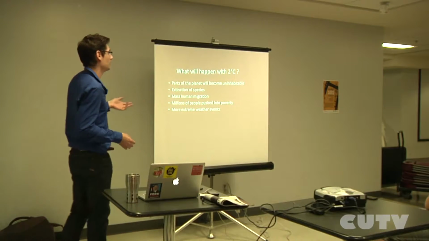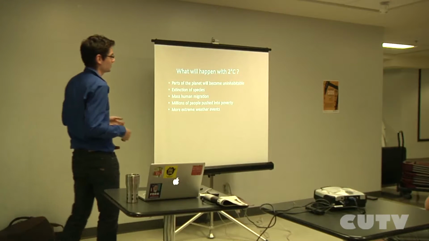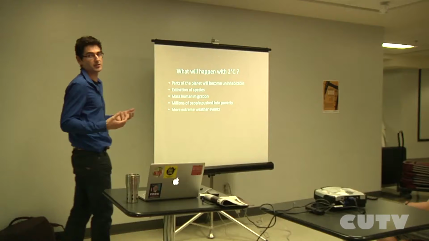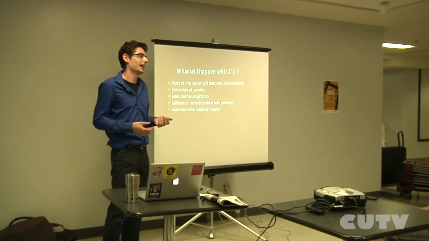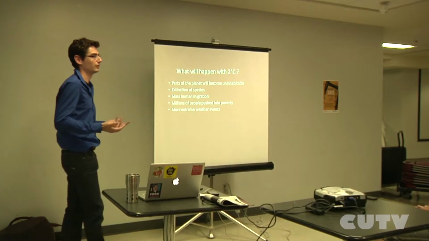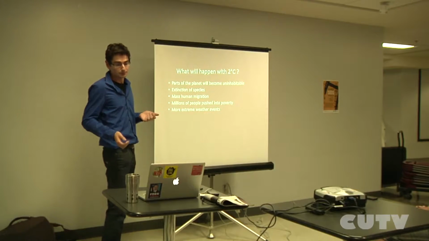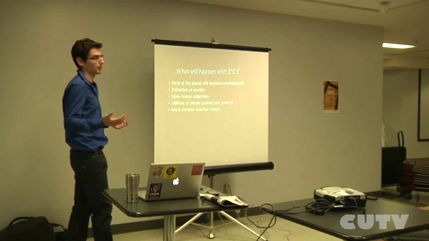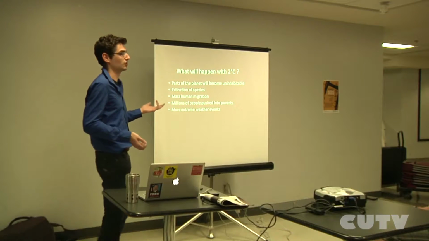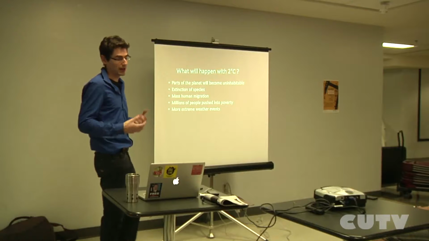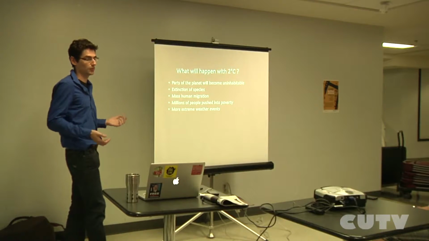Mass migration of people, I went over that before when I said that parts of the planet will become uninhabitable, but not just because of flooding, also because of heat waves and parts of the world that will become too hot for people to actually live in. So they'll have to move out of those areas. Millions of people will be pushed into poverty, and this is because of the mass migration of people. So when places are going to flood, if we're not prepared, then people will have nowhere to go and they're going to fall back into poverty.